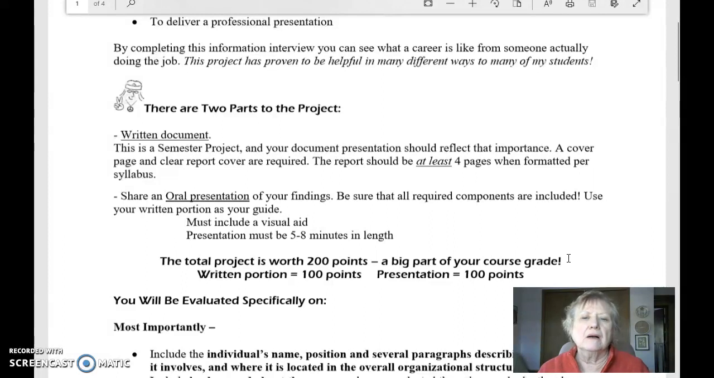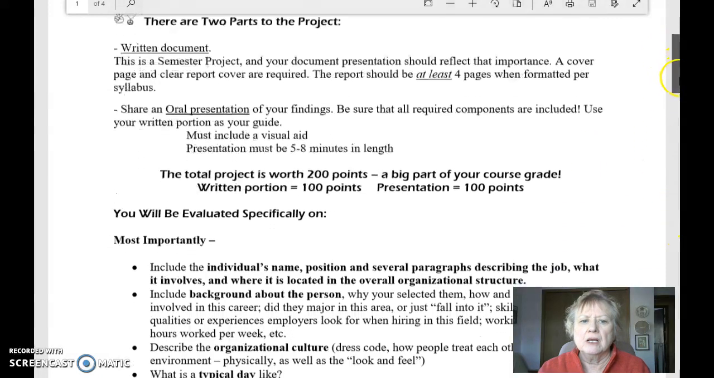And I also want to mention that we'll be doing some things this semester that'll help you feel more comfortable presenting in front of the class, your fellow students. So don't let that scare you. Don't get tense about that. That's not going to be as big a deal as you might think it is. Okay, so those are the two parts to this project.